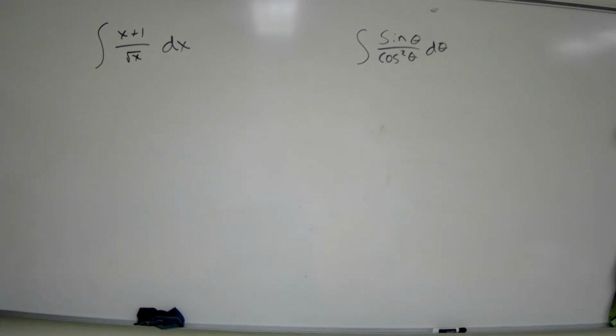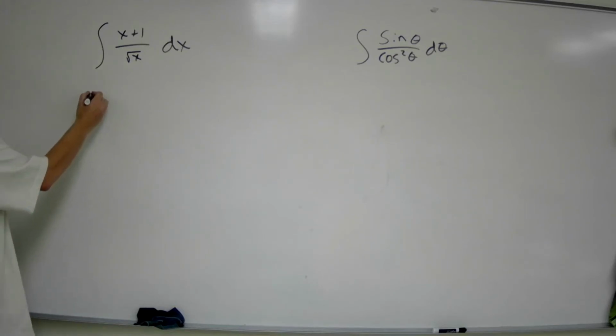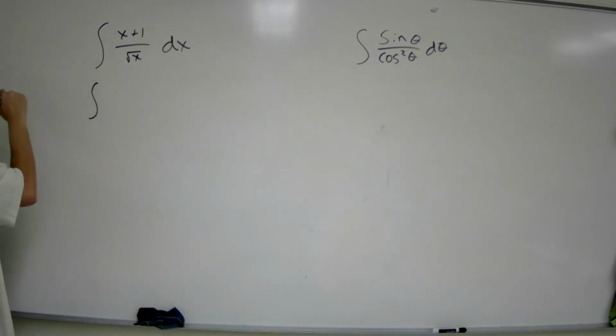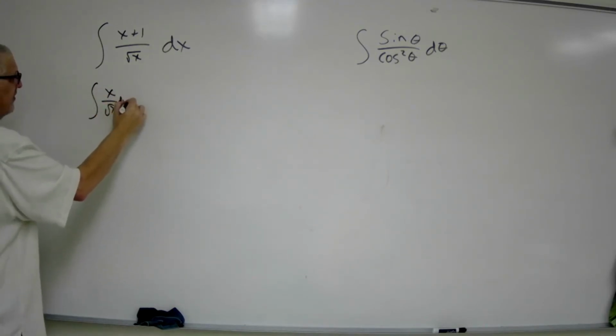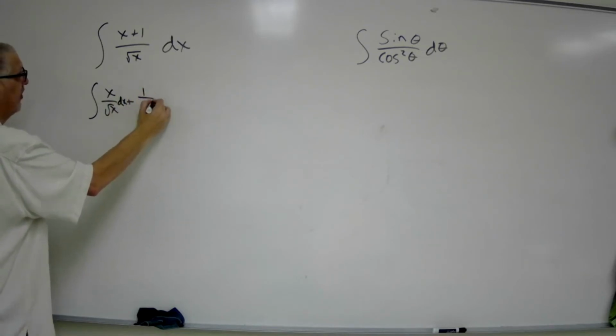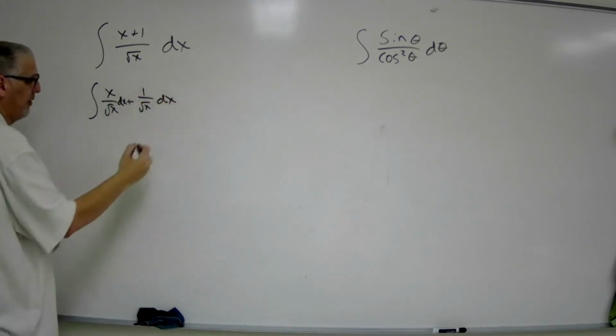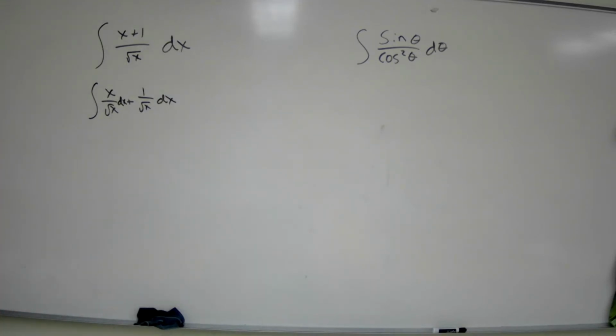Say it again. X over the square root of x, and then plus 1 over the square root of x. That's what I do, which is going to end up being the same thing, because when you do x to the negative 1/2 and distribute, you get the same thing. So what I did is the integral of x over the square root of x dx plus 1 over the square root of x dx. I split it up like that, and then I did my exponents on my paper.